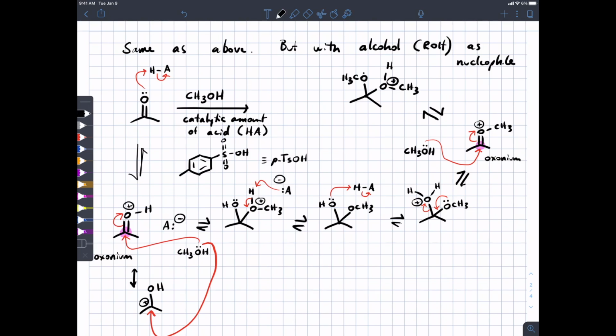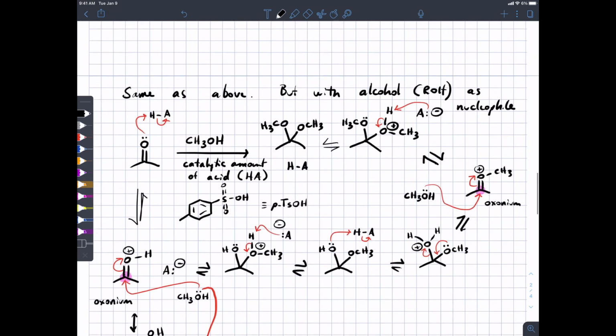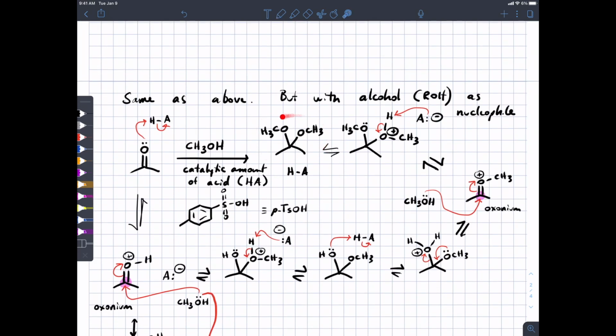Now at this stage, of course, you might imagine the neutral oxygen kicking down and kicking the methanol back off. That would just take us to the previous step. But instead, if at this stage we bring in the conjugate base of our catalytic acid, we can regenerate the acid to make the final product, which is here. Okay? So this is our final product.